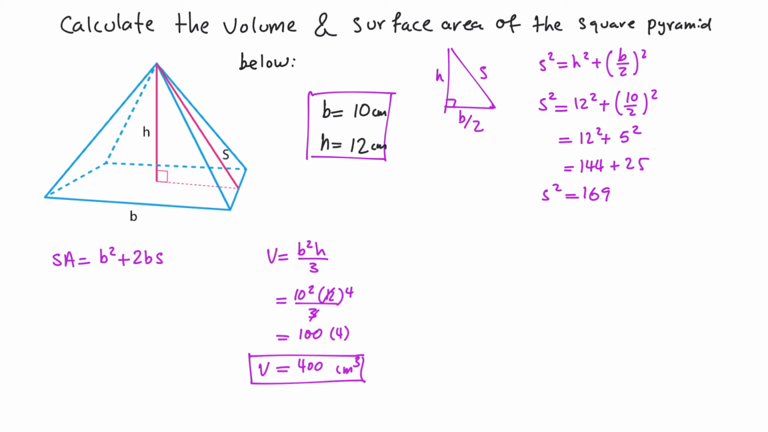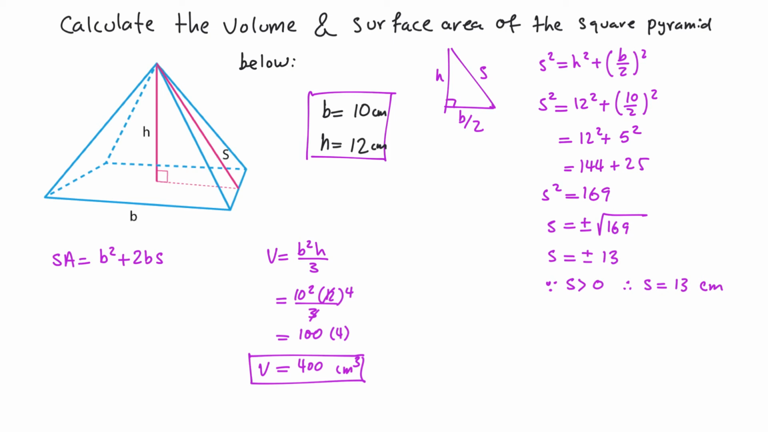Now I know that s squared is equal to 169, so to get s I have to take the square root of 169, and this is one of the ones that I think all students or most students should know by heart, and I will get plus or minus 13 as my slant height. Since slant height is a length, it has to be larger than 0, and therefore slant height will equal 13 centimeters.